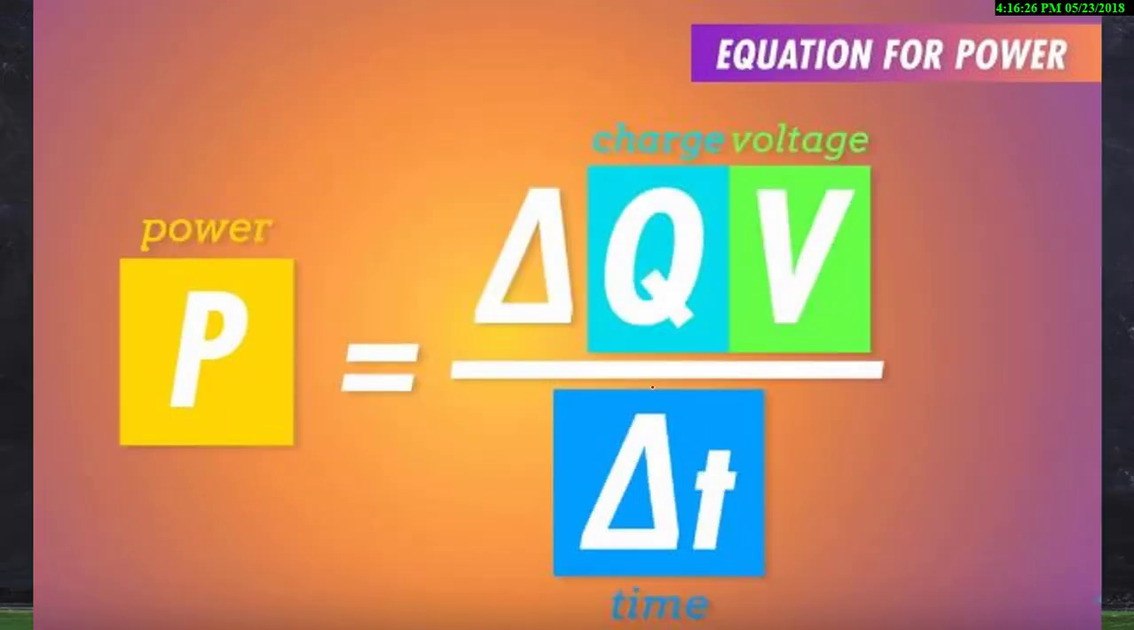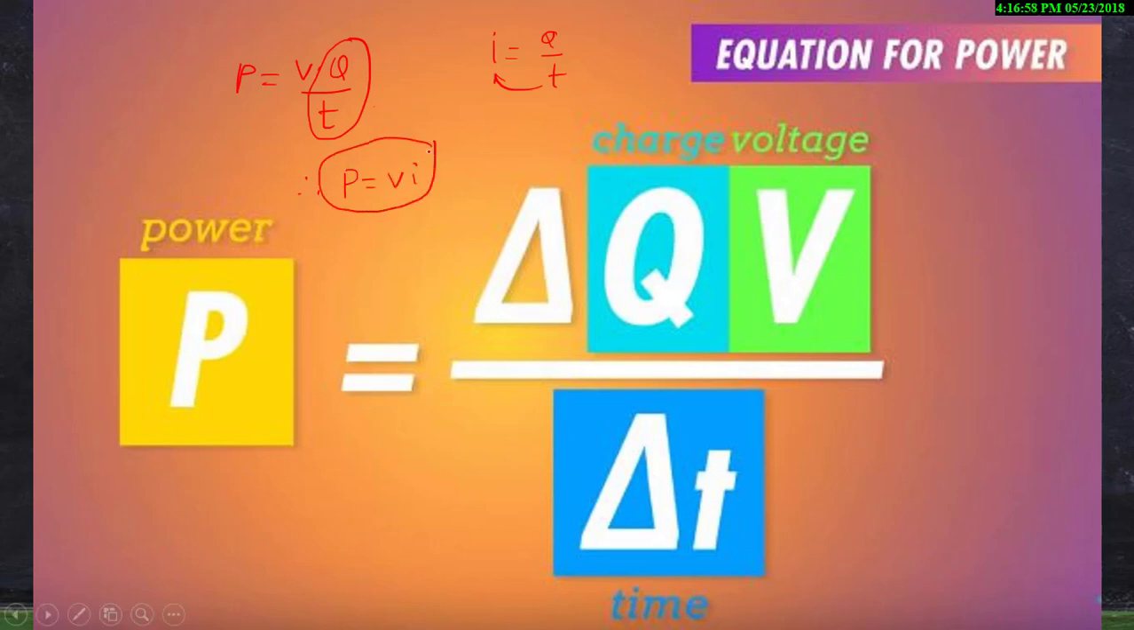So therefore power is V into Q by T. For small amount of charge P is equal to V into Q by T. అంతే కదా. కానీ ఇక్కడ ఈ Q by T మనం ఎట్లా రాసుకోవచ్చు, కరెంట్ డెఫినేషన్ ఒకసారి గుర్తు చేసుకోండి. The definition of current is amount of charge flowing per unit time. So I can replace Q by T with I. So therefore P is equal to V into I.